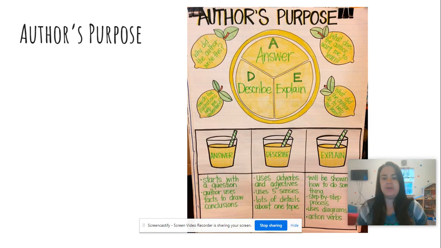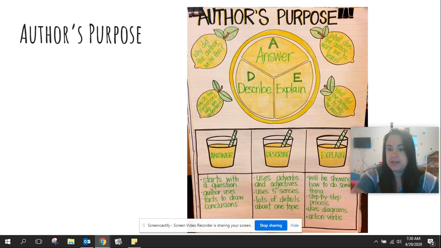The next reason would be to describe. And when the author describes, they're going to use adverbs and adjectives. Those are words that tell how something is being done: quickly, slowly, large, talk about how big or small something is. They're going to describe it. They might use their five senses, and they're going to include lots of details about one topic.